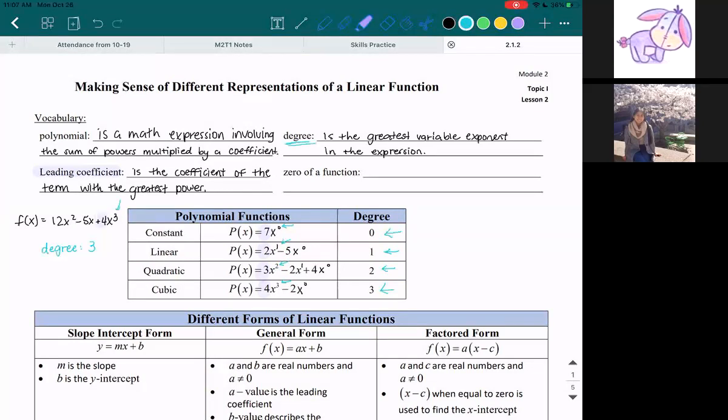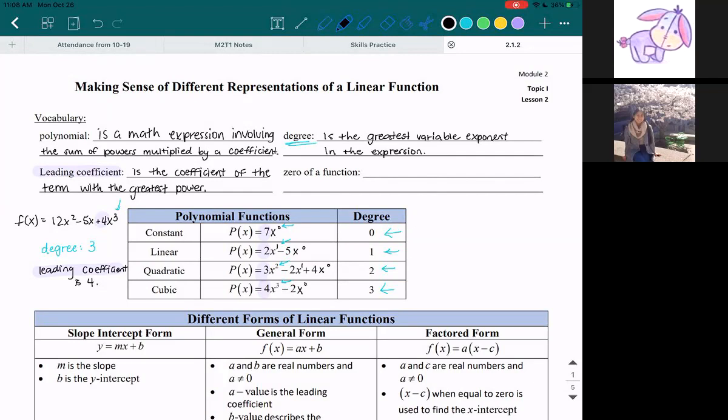Now that we've found the biggest exponent, we can choose our leading coefficient, which is the number in front of the biggest exponent, and so that would be 4. So the leading coefficient is 4 because it's the coefficient in front of the term with the highest exponent. Okay? So hopefully you guys have written that down.